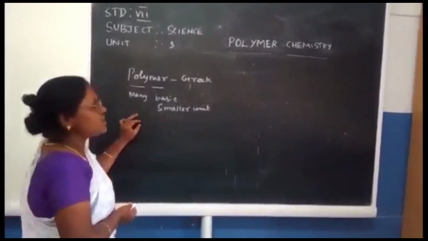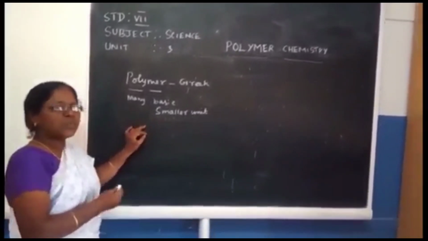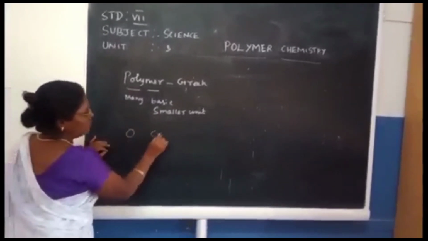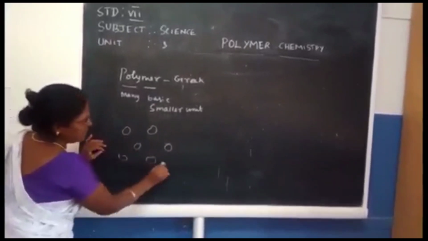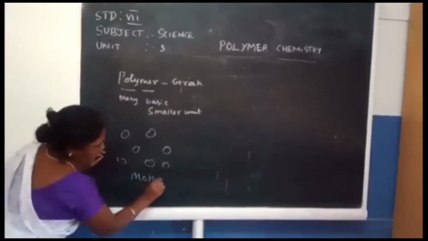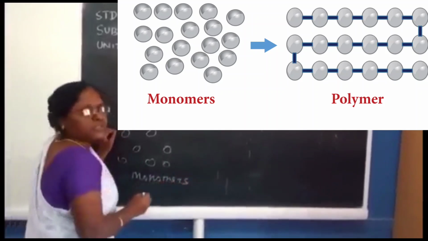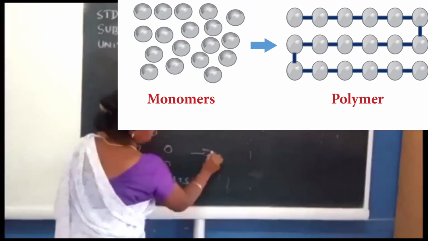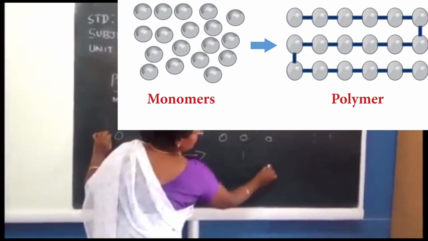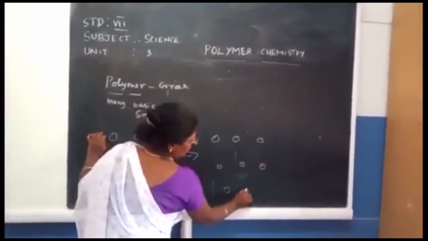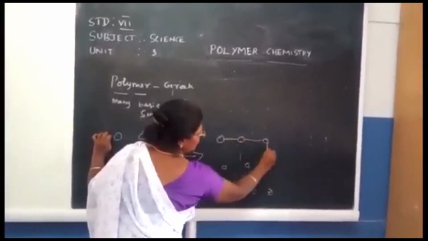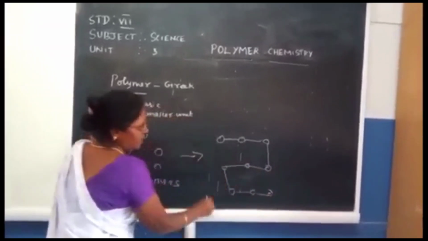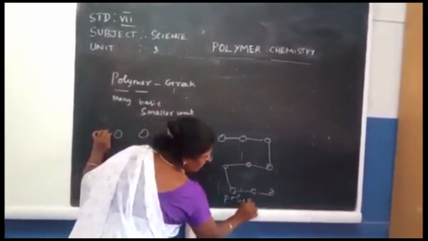So this process is otherwise called the polymerization process. Here in this case we are having monomers. These monomers are linked together, forming a long chain. Together producing a long chain. So this is called a polymer.